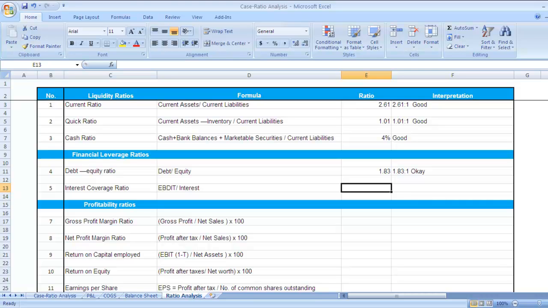Depreciation is a non-cash item. Therefore, funds equal to depreciation are also available to pay interest charges. So we can calculate the interest coverage ratio as earnings before depreciation, interest, and taxes, or EBITDA, divided by interest. So for EBITDA, let's go to P&L, put equal sign, then go to P&L.